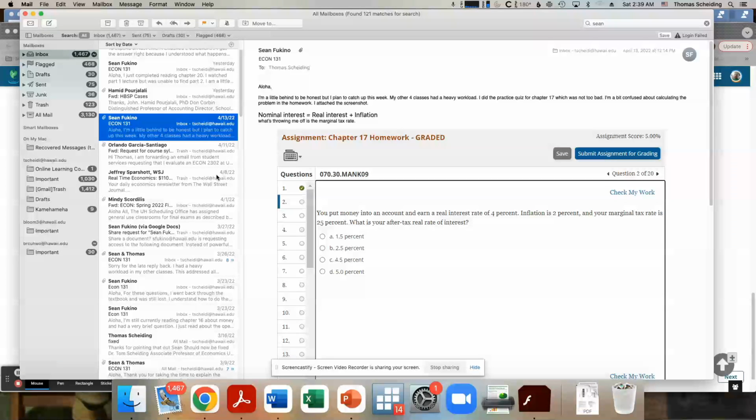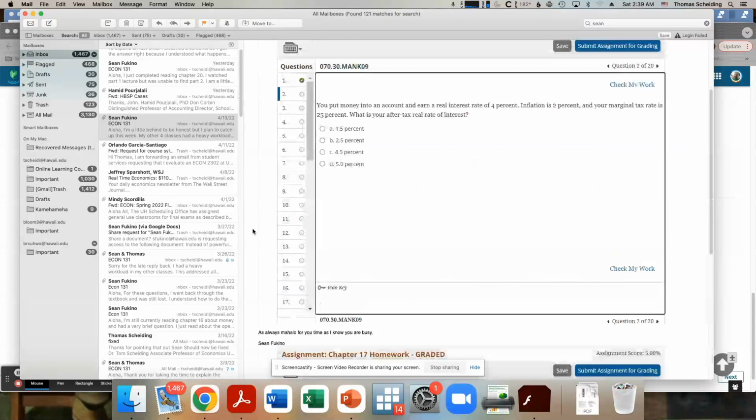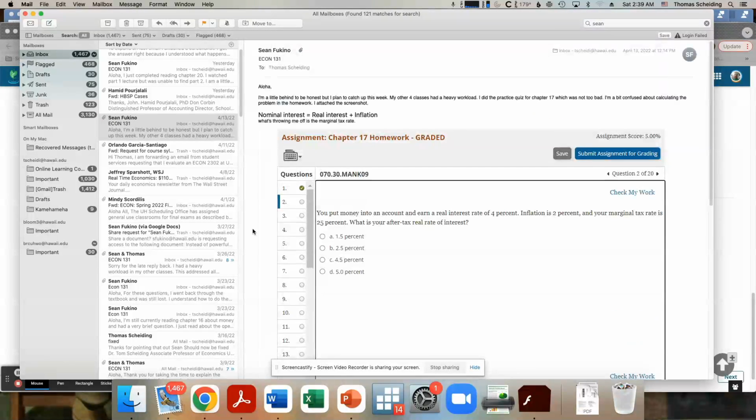So for chapter 17, looks like you got these two questions here. Okay. So you put money into an account and earn a real interest rate of 4%, inflation is 2%, and marginal tax rate is 25%. What is your after tax real rate of interest?